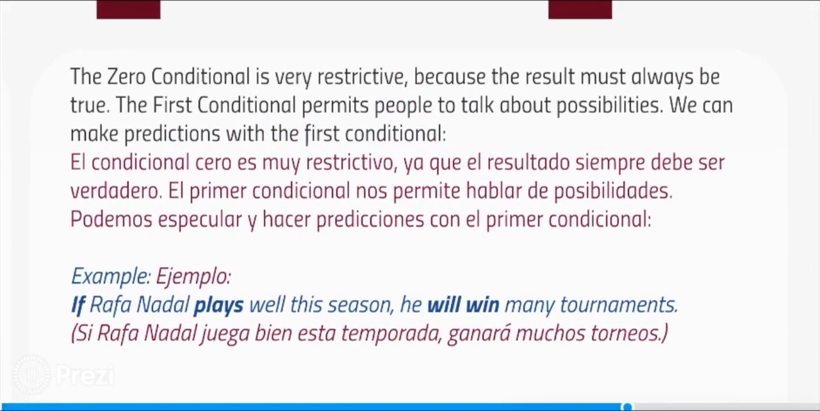The zero conditional is very restrictive because the result must always be true. The first conditional permits people to talk about possibilities. We can make predictions with the first conditional. Example: if Rafa Nadal plays well this season, he will win many tournaments.